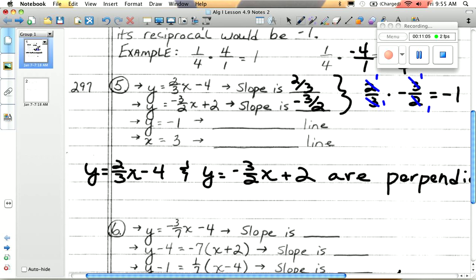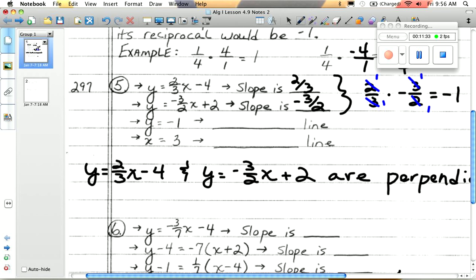Okay, y equals -1. What kind of a line is that? What's its slope? 0. But can we find the slope of the other one, x equals 3? What kind of slope does x equals 3 have? Undefined, because that's a vertical line. Well, can you multiply undefined by 0 and get -1?